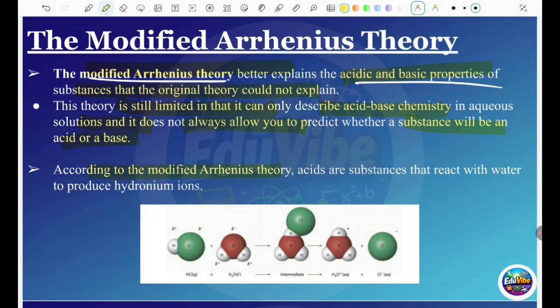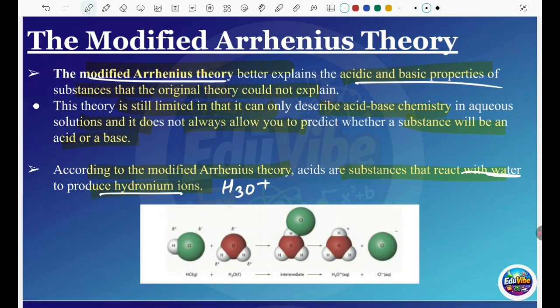According to the modified Arrhenius theory, acids are substances that react with water to produce hydronium ions. We already discussed this topic in the previous lesson, but this is the introduction to acids and bases. In Arrhenius theory, when any acid reacts with water, it will produce the hydronium ion. The hydronium ion is written like this: H3O positive. This is the hydronium ion.